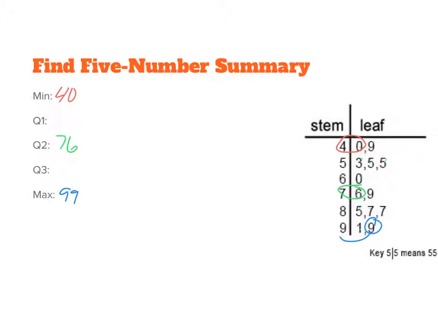So if we look at all the numbers less than 76 and find the one in the middle, there's 6 numbers. So it should be in between the third and fourth number. To find our Q1 value between 53 and 55, I can add them up and divide by 2, giving me an answer of 54. To find Q3, I take all of the numbers that are larger, and again, it's going to be between the third and fourth one, which is right here, between 87 and 87. You can add them up and divide by 2, but you should know that the answer is just 87.